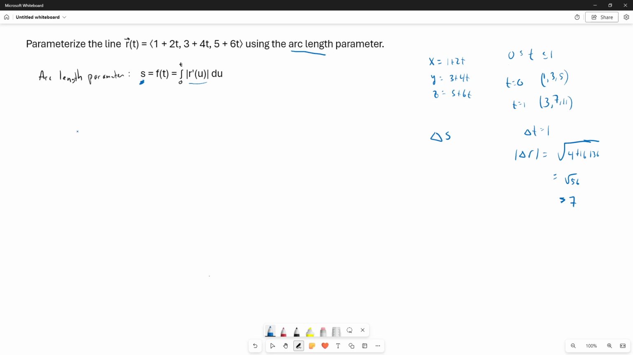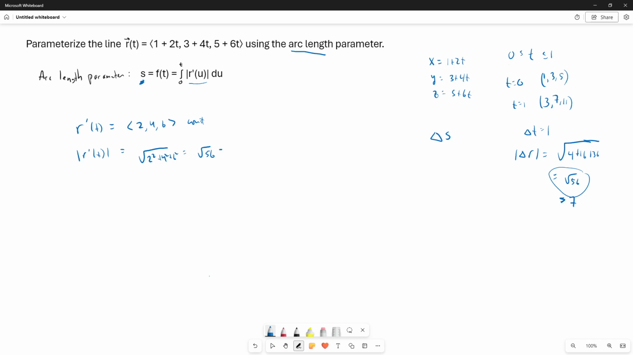So in our case, r prime of t, taking the derivative, is the vector 2, 4, 6. The magnitude of r prime of t is the magnitude of this vector. R prime of t is a constant, so the magnitude is a constant, and we're just going to be integrating a constant in this problem. The magnitude is the square root of 2 squared plus 4 squared plus 6 squared. Do some arithmetic and you get the square root of 56.